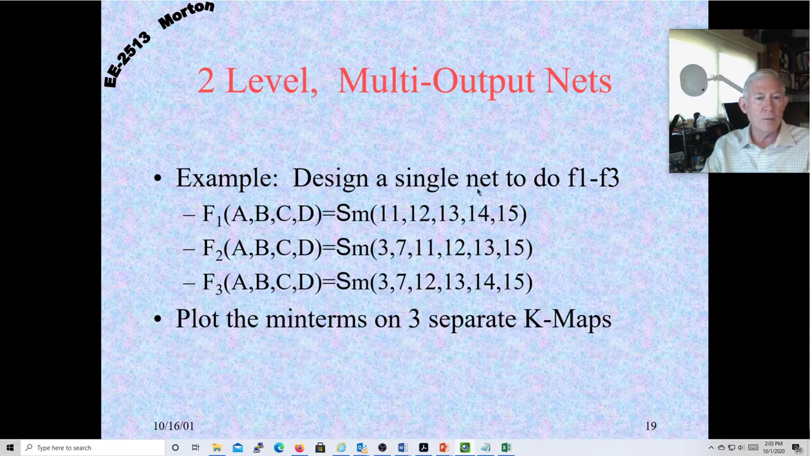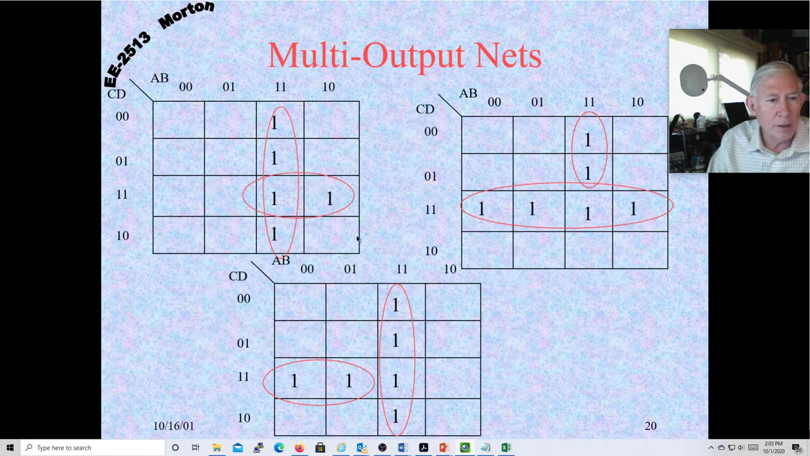Let's give an example. You have three functions here using the same independent variables. Your independent variables are A, B, C, D, and your three functions are F1, F2, F3. Here are the minterms for each of those functions. We'll plot the three maps, and here they are. These would be the optimum solutions for the functions individually.